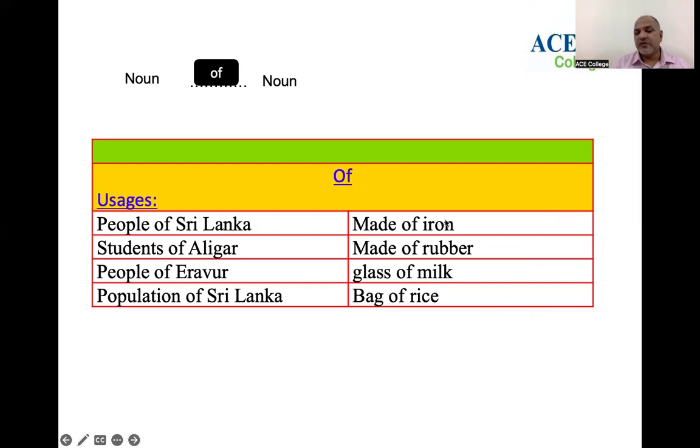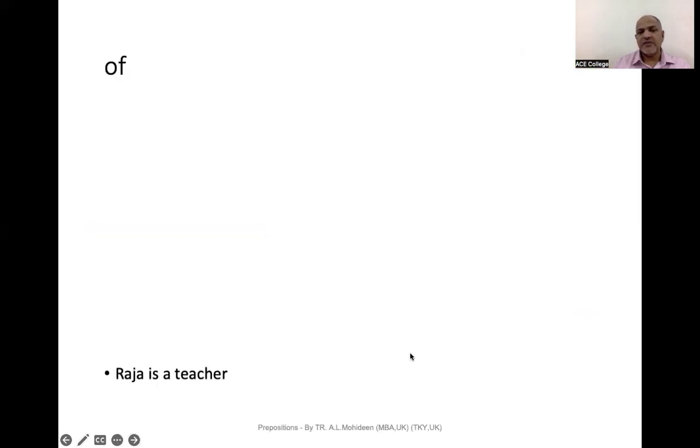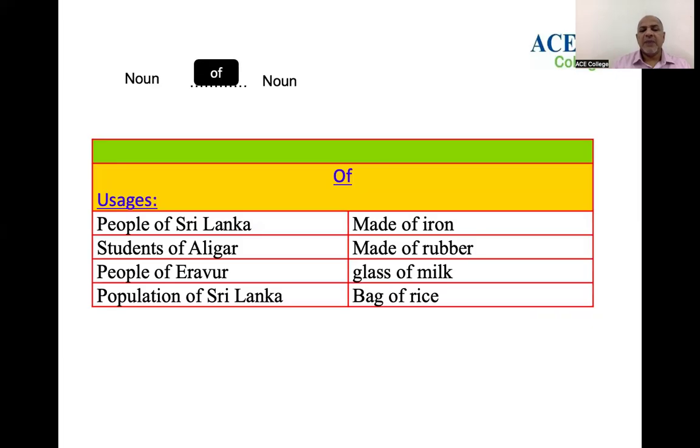And then "made of", you have to bring an item. Made of, bring the item. And glass of: inside the glass, what do you have? Glass of milk. In the sack, what do you have? You are going to have a sack of rice, bag of rice, bottle of water, right? You are going to use all these. Sir, made means verb. No, no. With two nouns, this is one rule.